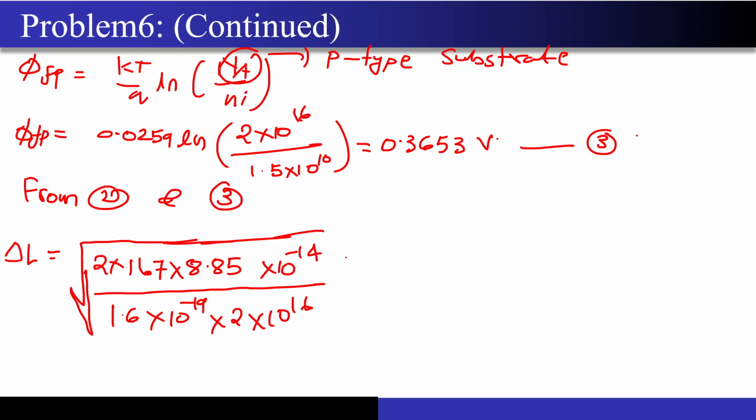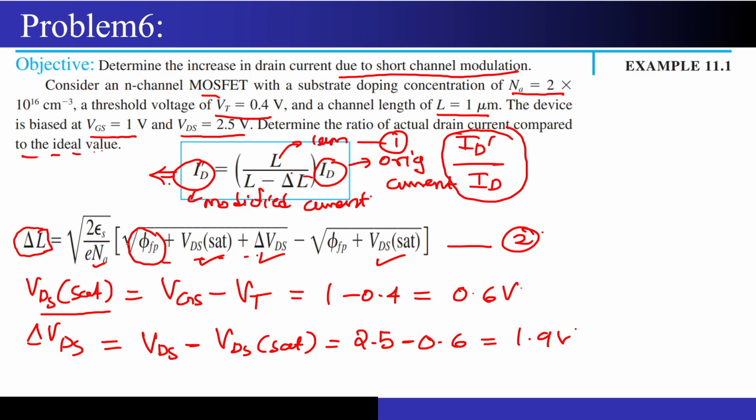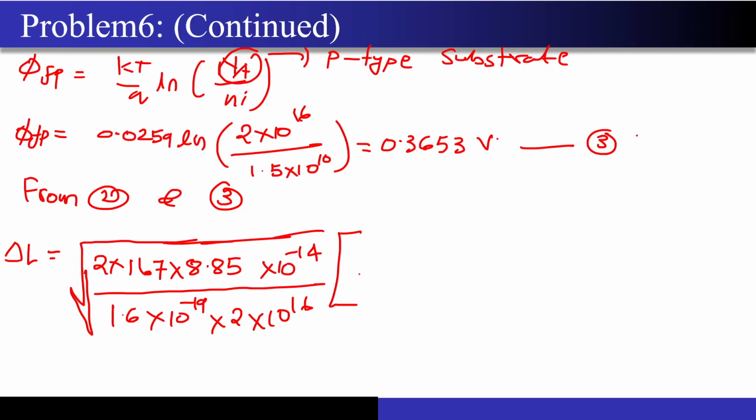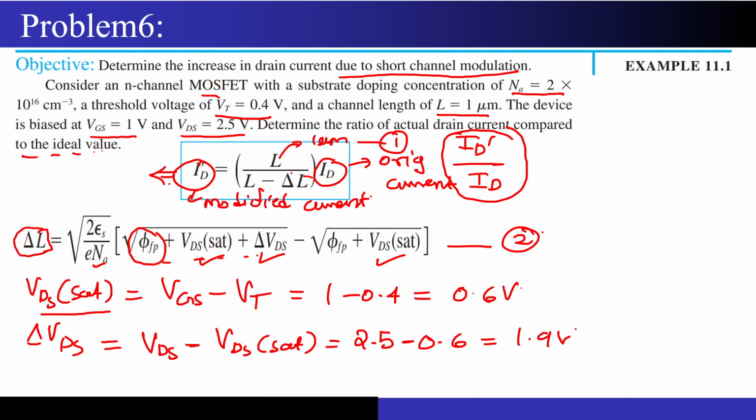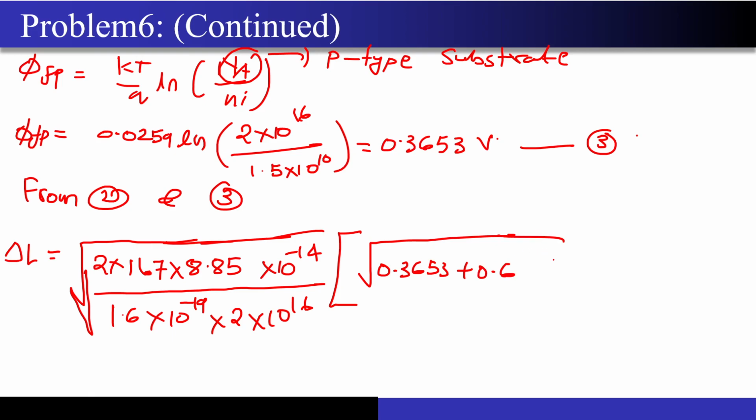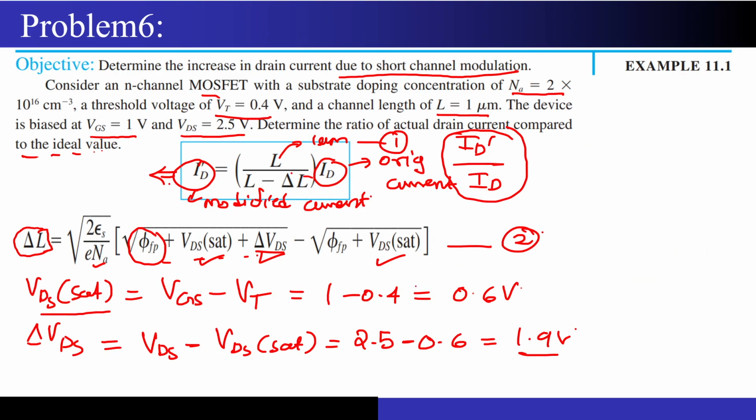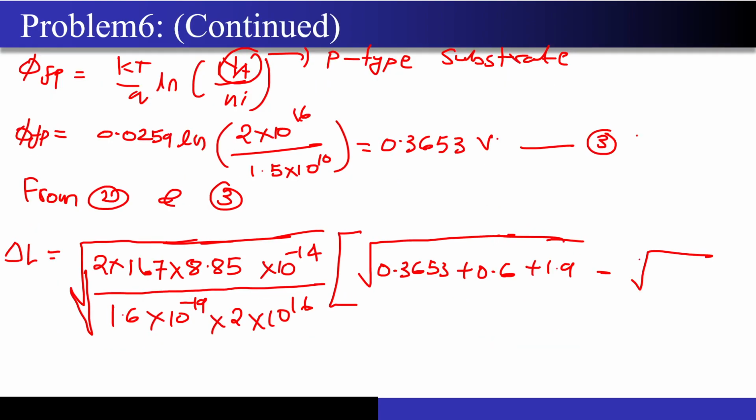So we have this term over here, and now we have to calculate this square root term, right? So now we will write, root of, what is the value of 5 FP? 5 FP we have already calculated, 0.3653, plus what is the value of VDS sat? It is 0.6 volts. And what is the value of delta VDS? It is 1.9 volts, right? So plus 0.6 plus 1.9 minus root of 5 FP plus VDS. 5 FP I already know, and VDS sat is 0.6, right? So it is 0.3653 plus 0.6. So now if you calculate this value, delta L, a big equation, right?